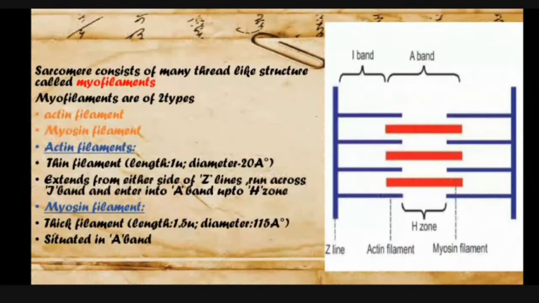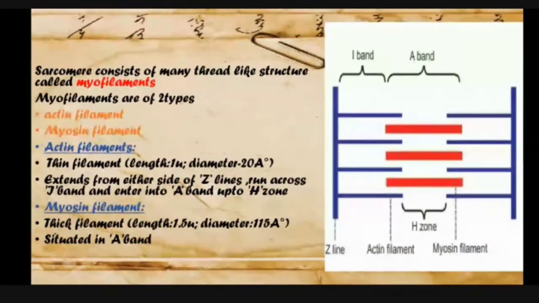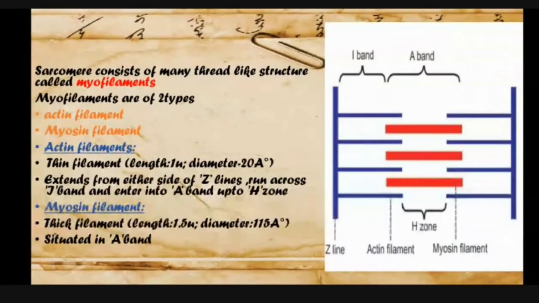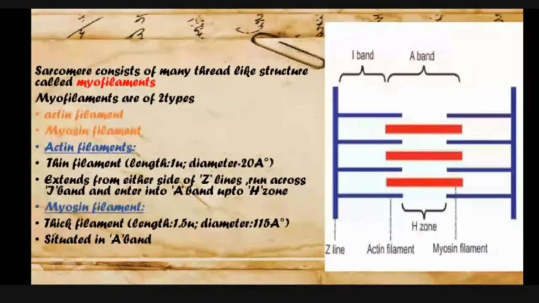Sarcomere consists of many thread-like structures called myofilaments. Myofilaments are of two types: actin filament and myosin filament. Actin filament. It is a thin filament, length 1 micrometer and diameter 20 angstrom. It extends from either side of the Z lines, runs across the I band and enters into the A band up to the H zone. Myosin filament. It is a thick filament, length 1.5 micrometers and diameter 115 angstrom. It is situated in the A band.